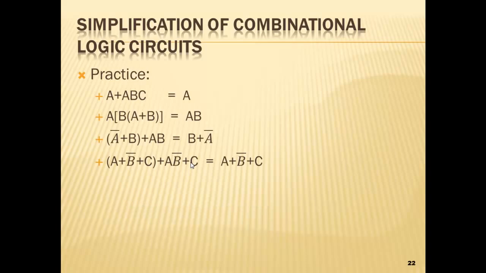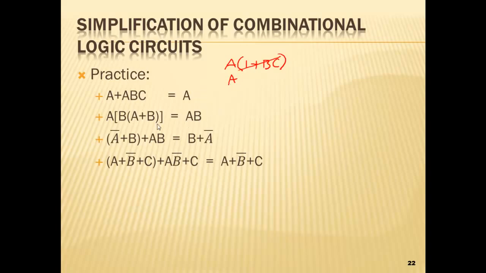Okay, let me work these out for you just to go through the steps. I left the answers up here, but for the first one, we're going to pull an A out. So we're going to write down what we're going to pull out, and we're left with 1 or B C. And anything ORed with a 1 basically goes away and we're left with A. That's for the first one.